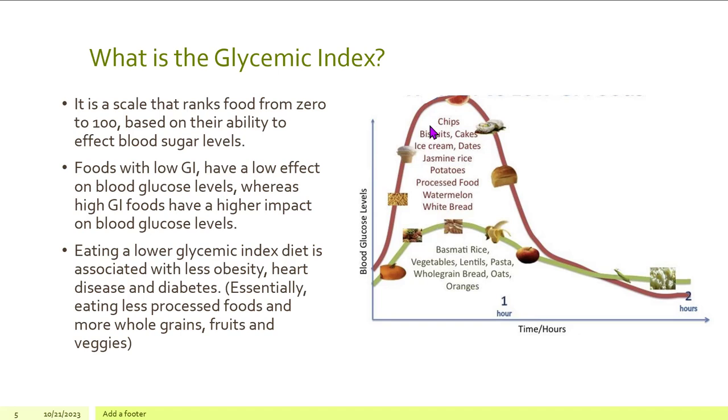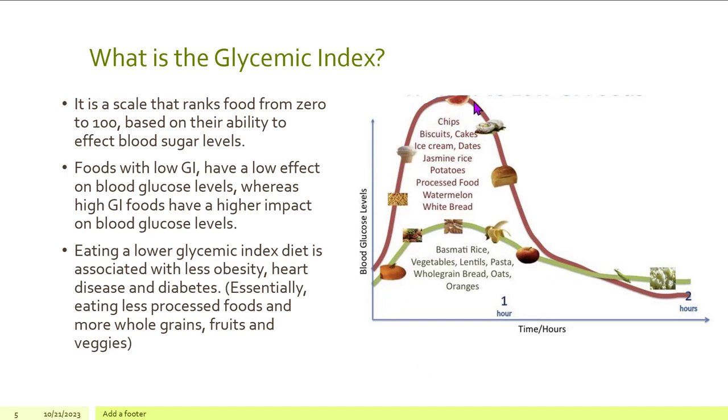You can see over here in our diagram, time is on the x-axis and blood glucose levels on the y-axis. After you eat a meal, if you eat things like potato chips, biscuits, cakes, and ice creams, you can see that these are high glycemic index foods and they have a big effect on blood glucose levels within an hour after you've eaten. And you can see that it then drops after 2 hours. Things with low glycemic index are associated with less obesity, heart disease, and diabetes. Examples include vegetables, lentils and beans, pasta, whole grain breads, oats, oranges, these types of foods.